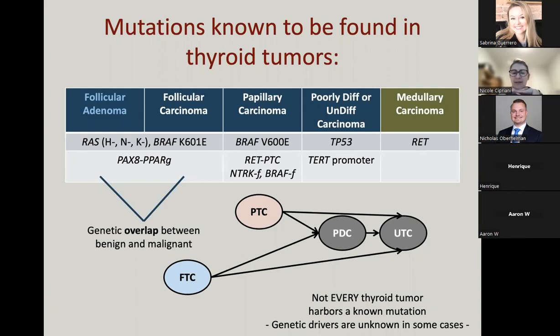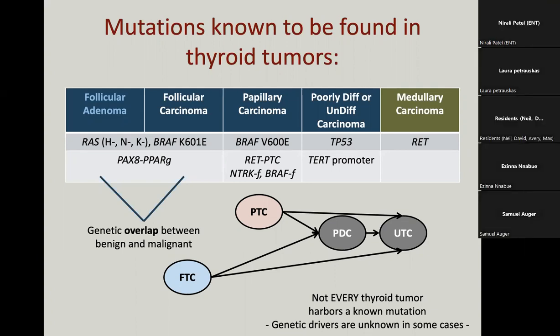For papillary, these are specific and would not be found in benign neoplasms. So BRAF V600E, RET-PTC rearrangements, NTRK fusions, and BRAF fusions are all quite specific for papillary carcinoma. NTRK fusions are treatable with tyrosine kinase inhibitors. BRAF V600E is treatable with specific BRAF inhibitors. So these are some of the targeted mutations that will be helpful in patients with high-risk cancers.